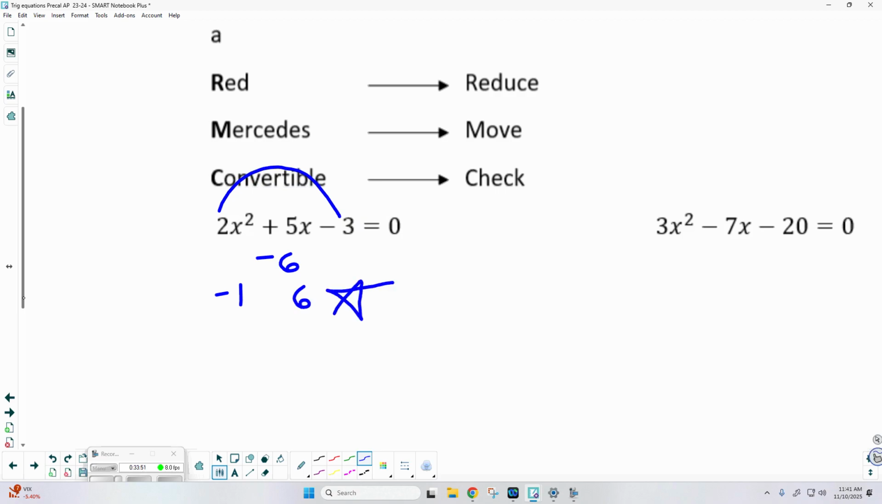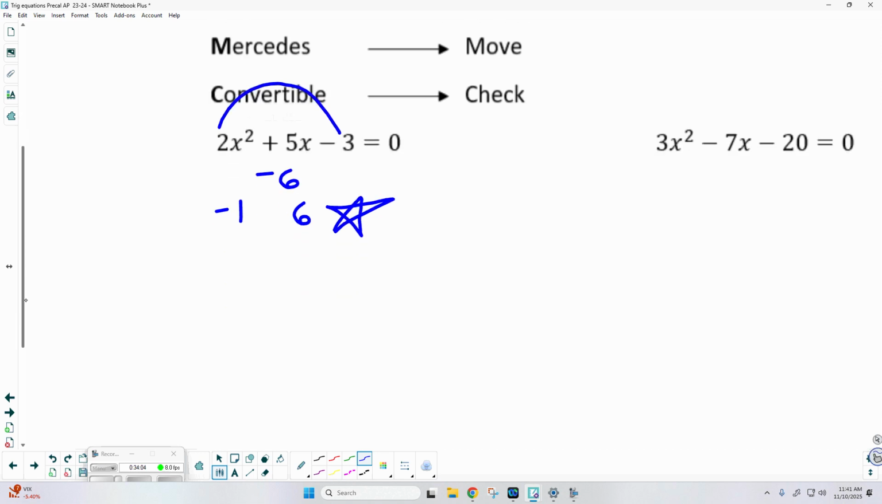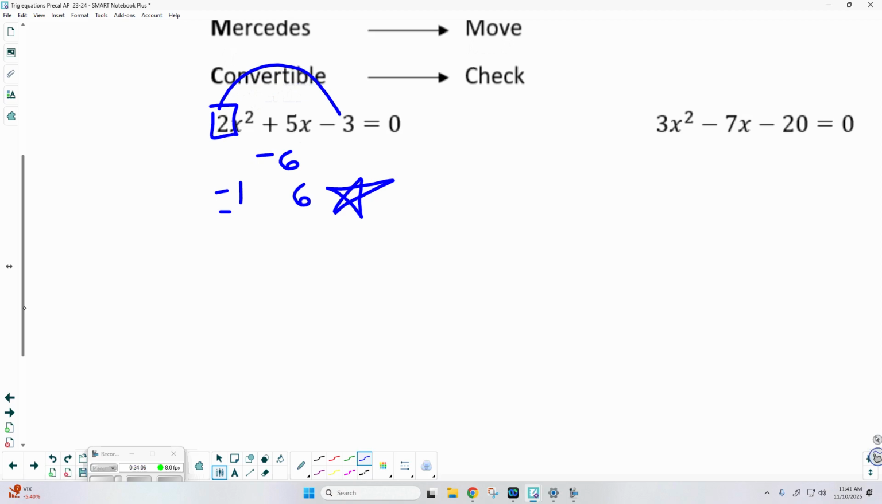This is the most important step in the entire process. If you can find those two numbers, the rest of this is going to go super fast. Okay? So my father, multiply, factor, drives. So we're going to divide. You always divide by that leading coefficient. Okay, R stands for reduce. So we're going to simplify these fractions.